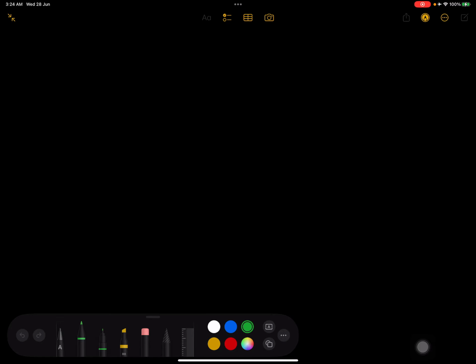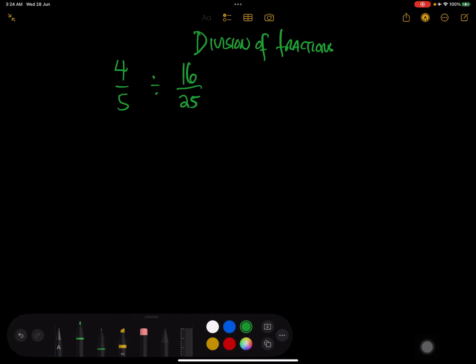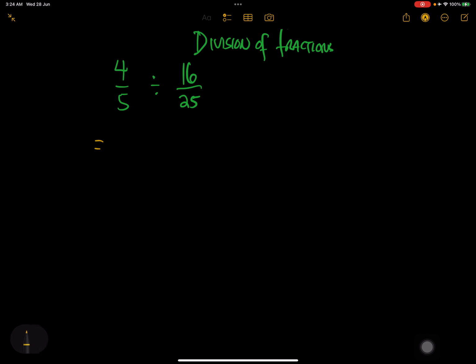Let's look at division. Division of fractions. Let's say that we have again 4 over 5, and we are dividing it by 25 over 16, for example. The first thing that we do is rewrite this again.